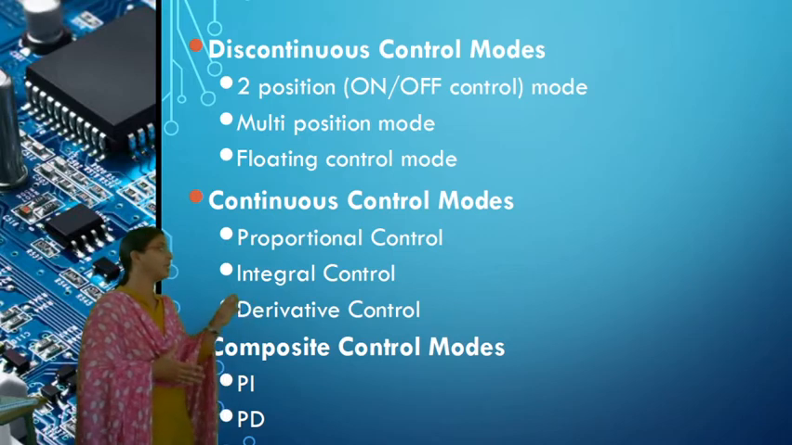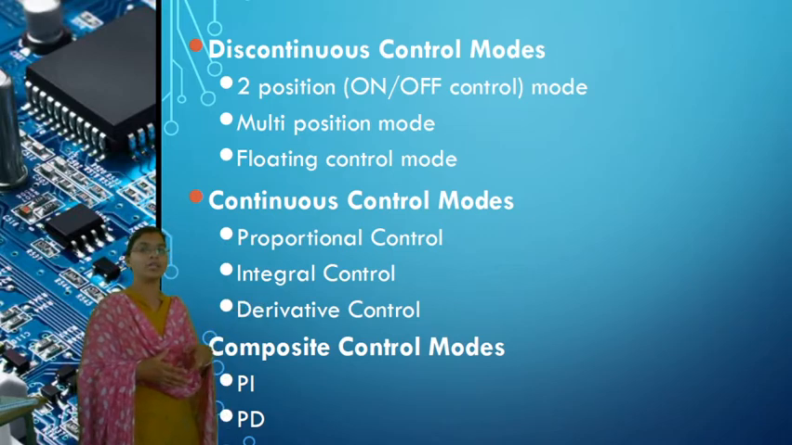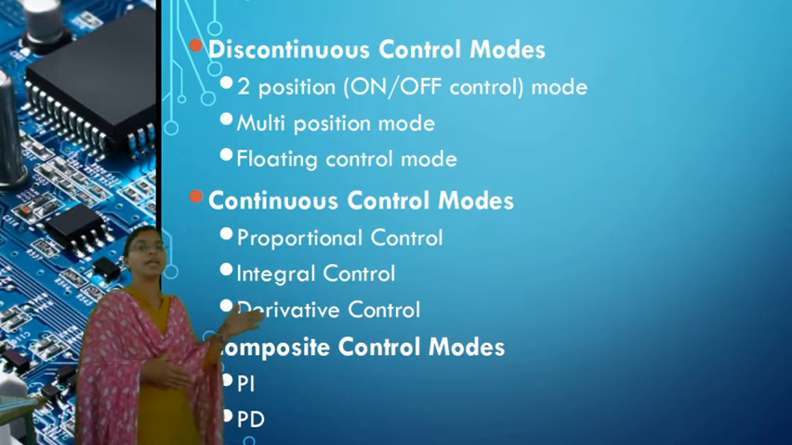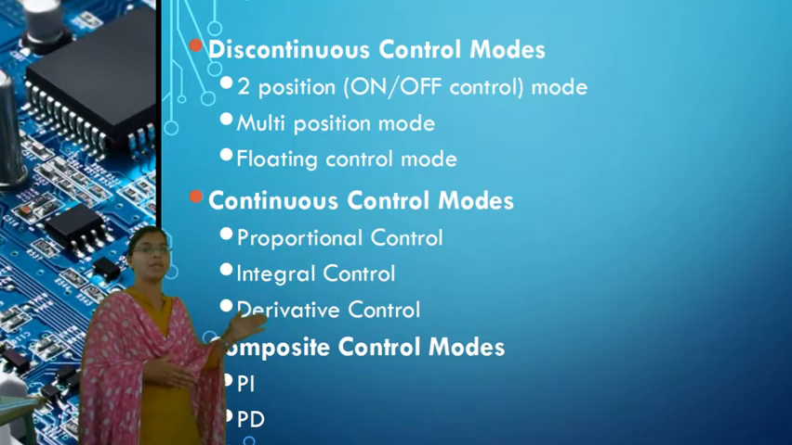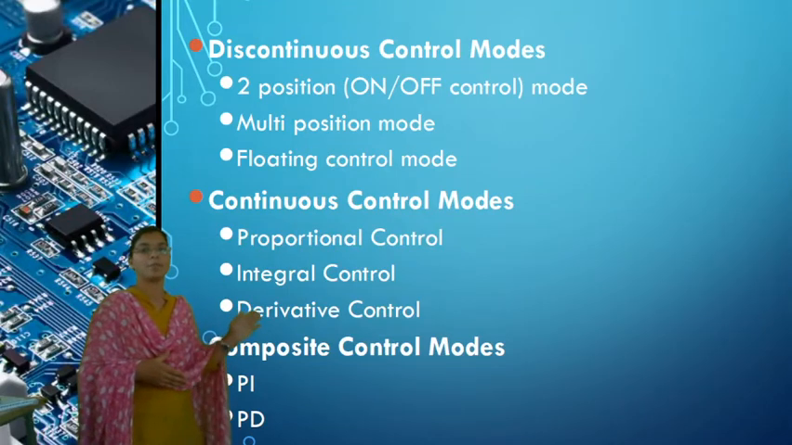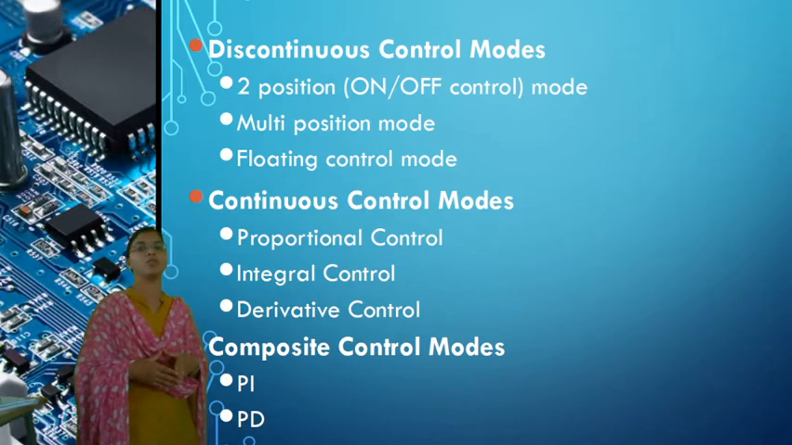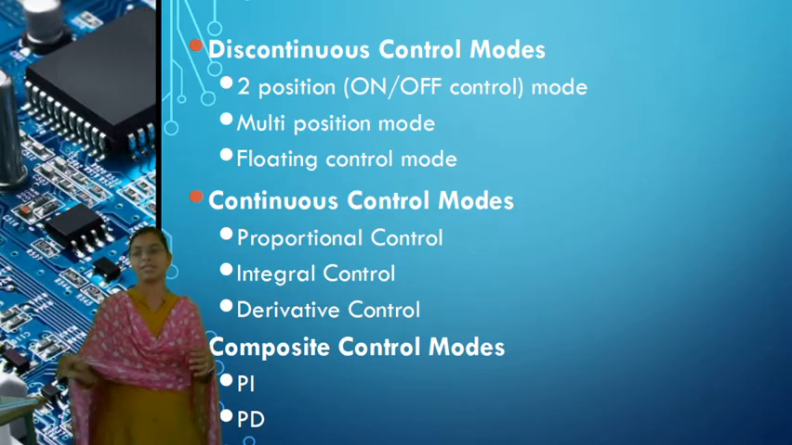Here you can see that continuous controller modes are divided into three categories: proportional controller, integral controller, and derivative controller. Next one, composite controller modes, which are PI, PD, PID. So proportional integral, proportional derivative, and proportional integral derivative. So these are the topics you are going to learn in the first part of your second chapter.